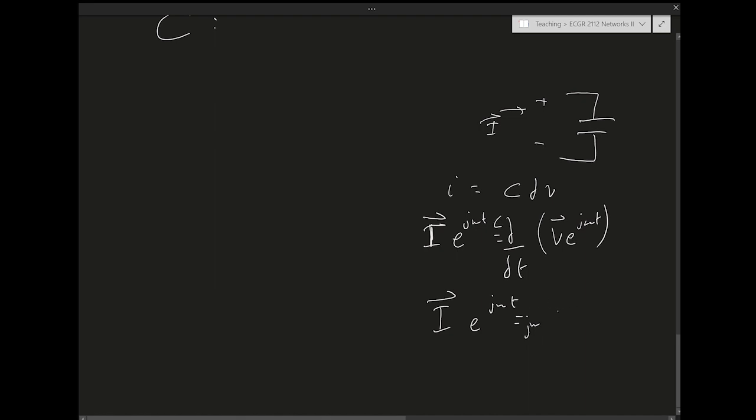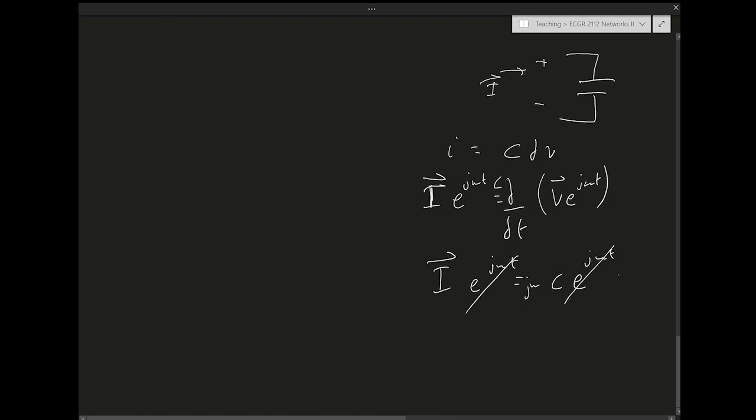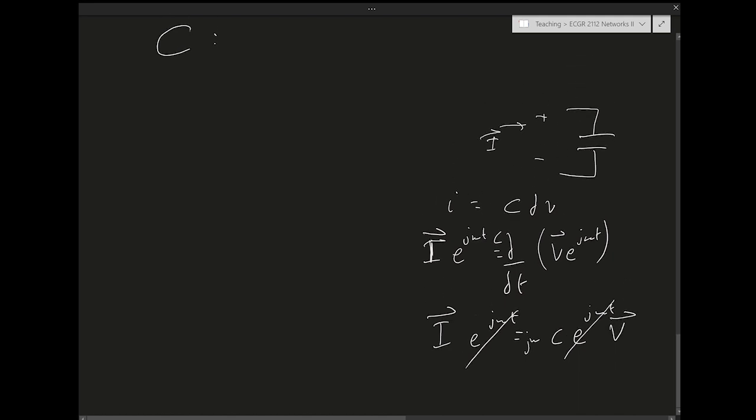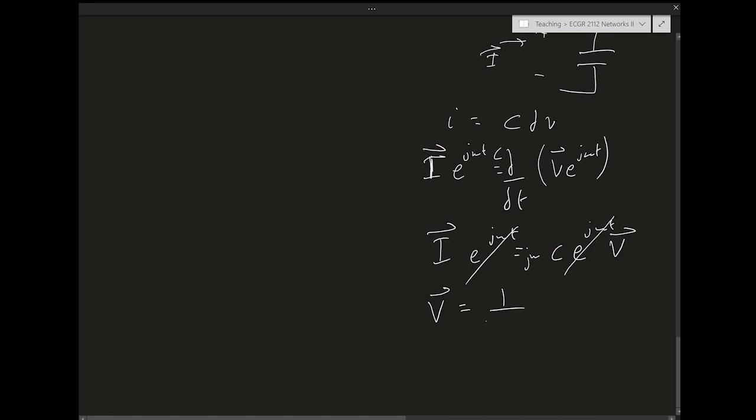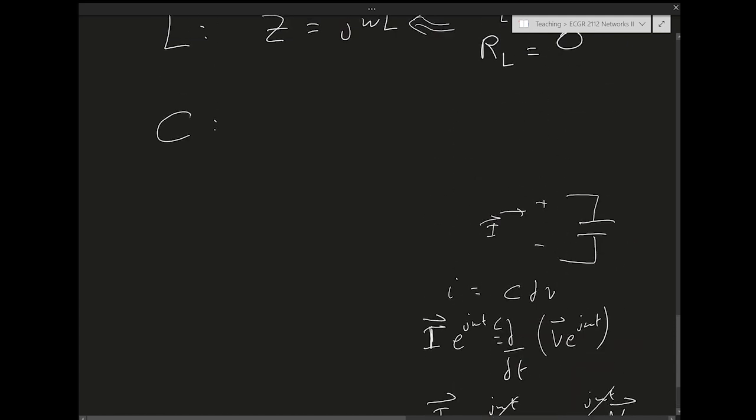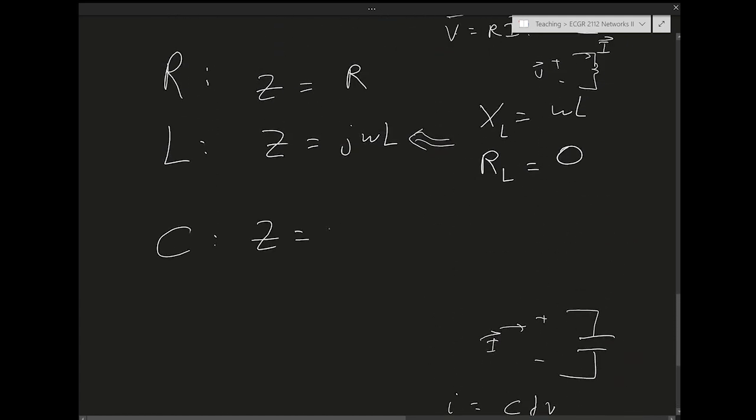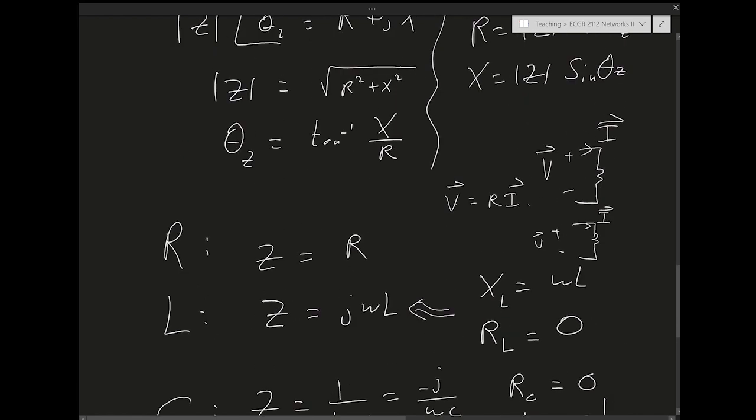j omega C, and e to the j omega t cancels. So I end up with, oh, there's a V_m here, right? So we end up with V equals 1 over j omega C times I. So this is the ratio of the voltage over the current. This is the impedance. The impedance is going to be 1 over j omega C, which I can rewrite as minus j over omega C. So this tells me that the resistance for a capacitor is also 0, but the reactance for the capacitor is minus 1 over omega C.